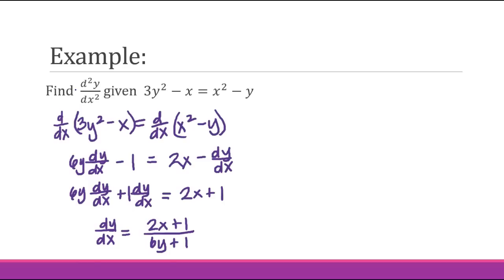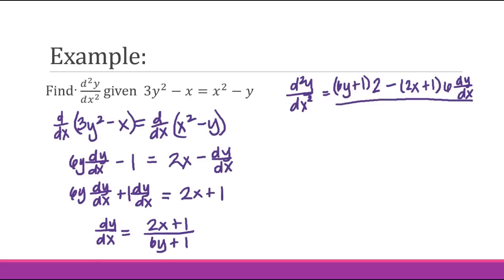So my second derivative is going to be the quotient rule here. We have the bottom function, 6y plus 1. The derivative of the top is 2, so low d high, minus 2x plus 1 high, d low. So the derivative of 6y plus 1 is 6 dy dx. And then all over low squared, so 6y plus 1 squared.